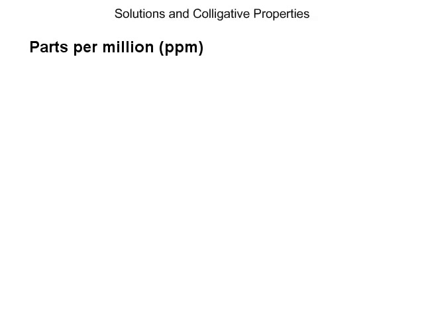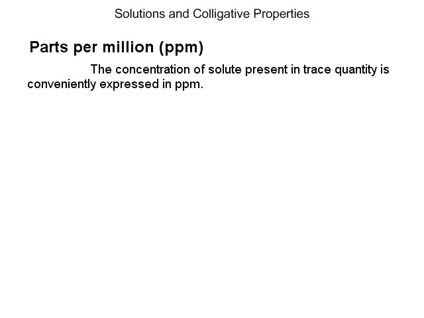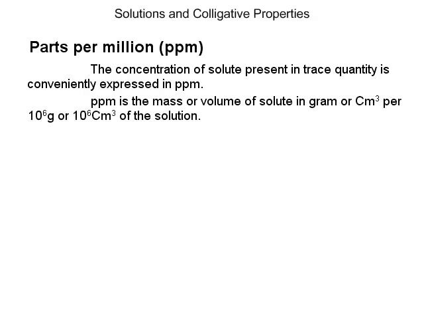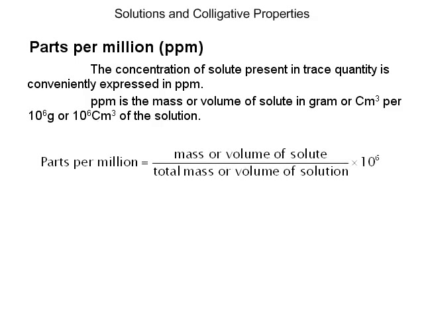Parts per million, ppm. The concentration of solute present in trace quantity is conveniently expressed in ppm. ppm is the mass or volume of the solute in gram or cm cube per 10 raised to 6 grams or 10 raised to 6 centimeter cube of the solution. Parts per million is equal to mass or volume of solute upon total mass or volume of solution into 10 raised to 6.